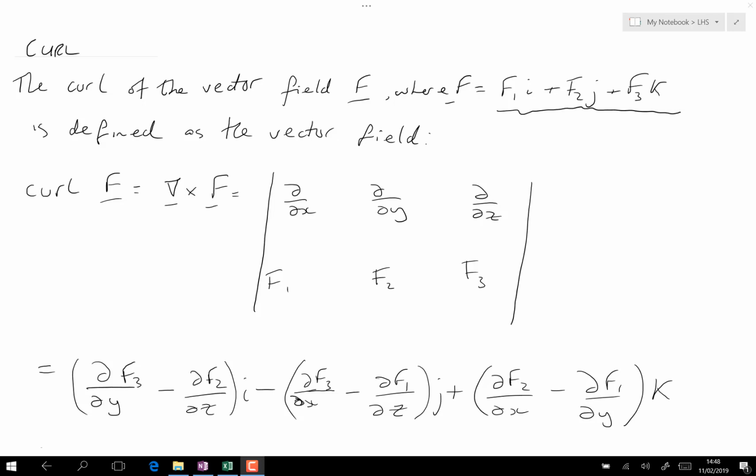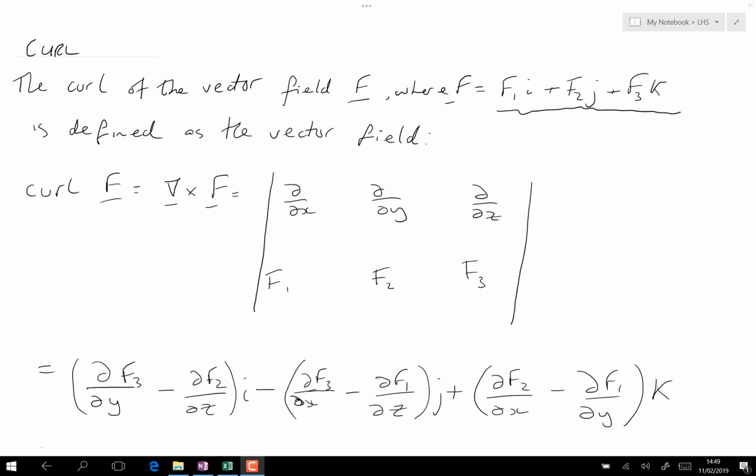So we're going to be looking here at a short little video on curl. The curl of a vector field f, where f is f1 i plus f2 j plus f3 k, is defined as the vector field curl of f, which is equal to nabla cross f. So we're going to be looking at the cross product, very similar indeed to the cross product we saw previous weeks for just finding the cross product of two vectors.